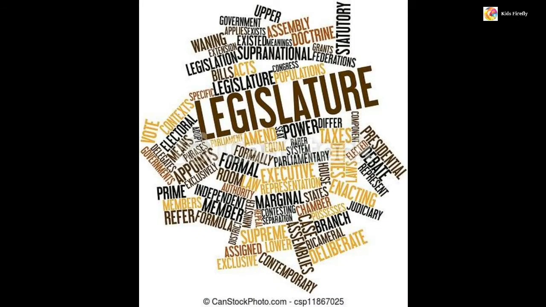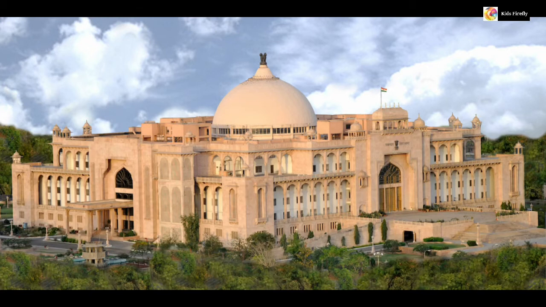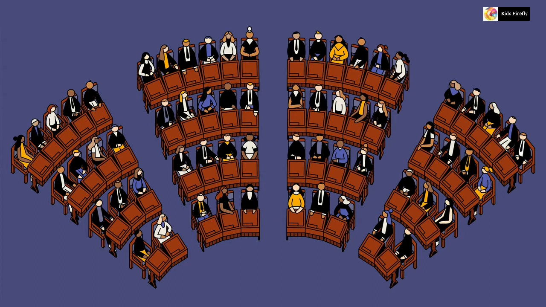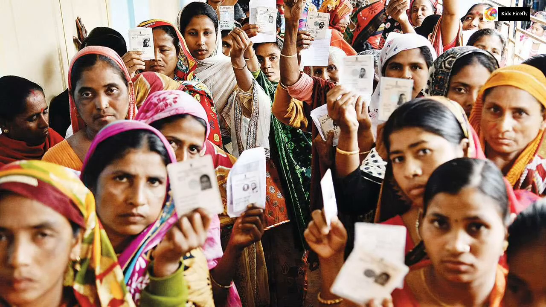First is legislature. All states in India have a legislative assembly or the Vidhan Sabha. The legislative assembly is responsible for making laws. It is also responsible for ensuring that the state is governed properly. Members of legislative assembly are called MLAs. They are elected directly by the people and therefore represent the people of the state.